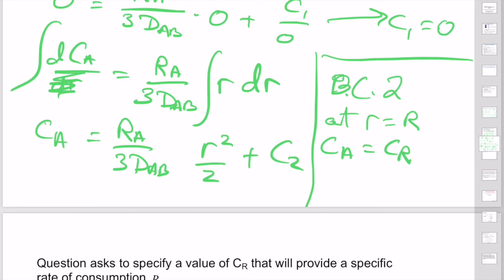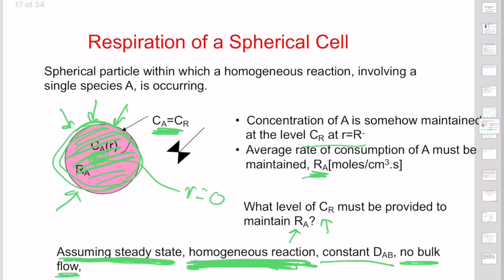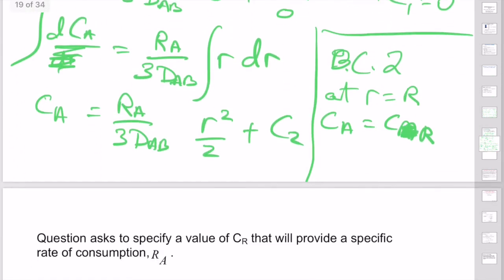Dr. Bellhoff called it CR, or previously I called it CAS. Yeah, I think if we go up to the slide, it was CR. Yes, that's right. The concentration of A is somehow maintained at the level CR magically. So that's a given. Yeah, I forgot about that. All right, so there's our boundary condition.